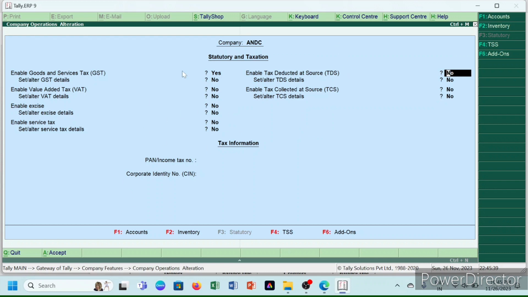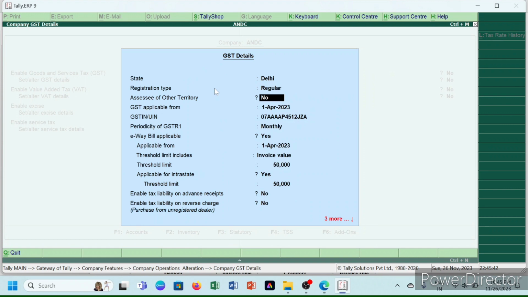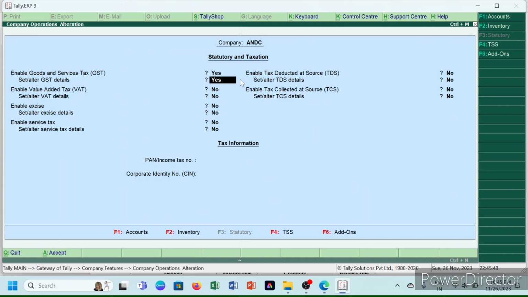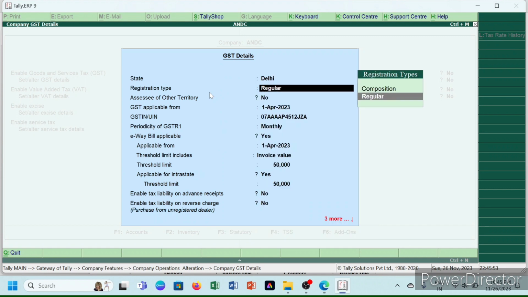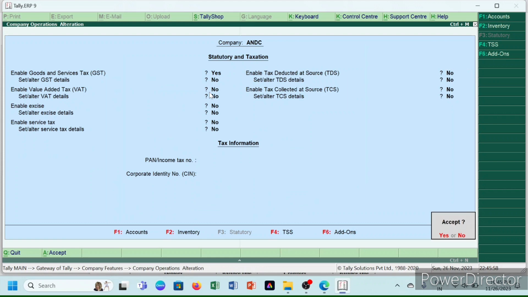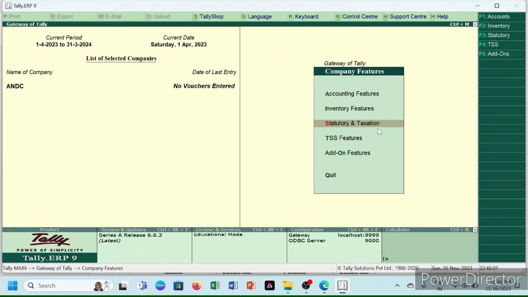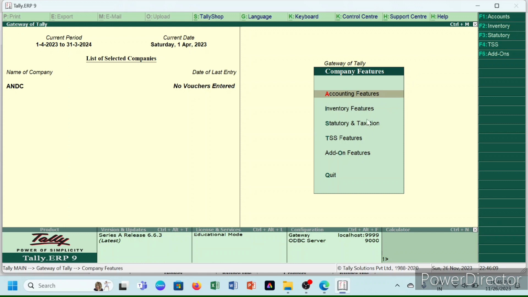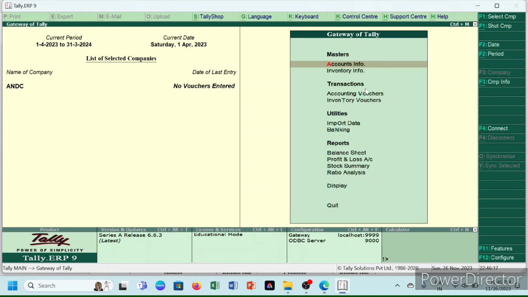So please make a note that you have to do two corrections here. First, you have to write yes to enable GST and set alter GST. Two corrections are to be made in F3, statutory and taxation. Go to F11, then accounting features, inventory features, statutory taxation. GST will be given in the statutory taxation. Say yes to it and enable GST.